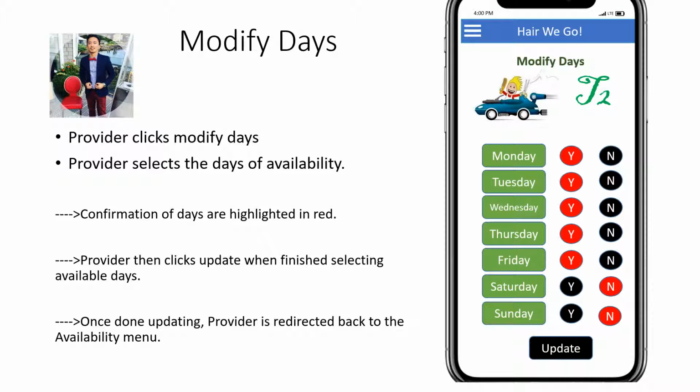Here, we have a simple overview on how to modify days in the app. Our provider can simply choose yes or no if they would like to work on those days. As we can see in this example, our provider chooses to work only during the weekdays. Once done selecting days, our provider can click Update to save the changes they made.